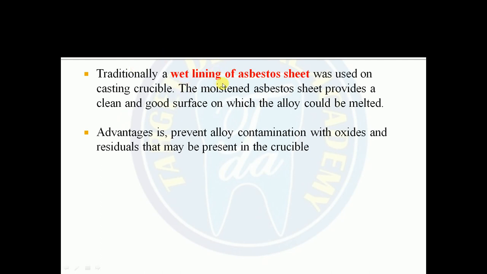Traditionally, a wet lining of asbestos sheet was used on a casting crucible. The moistened asbestos sheet provides a clean, good surface on which the alloy could be melted. Advantages: it helps to prevent alloy contamination with oxides and residual material that may be present in the crucible.